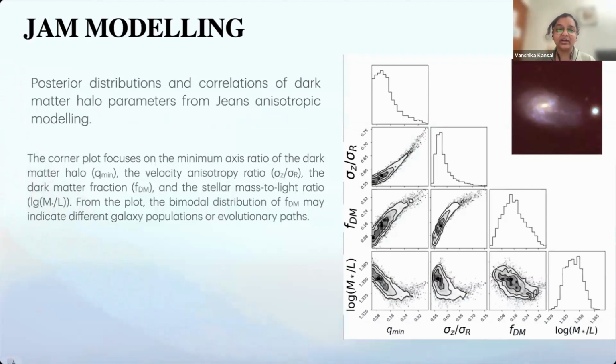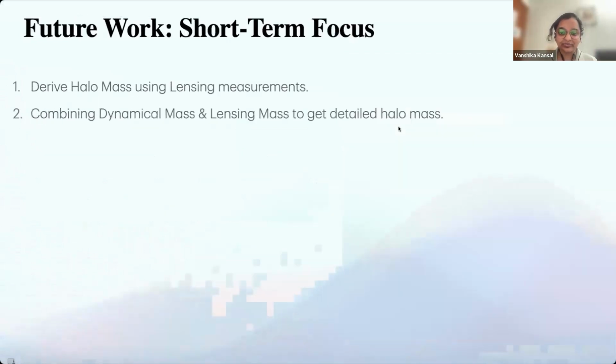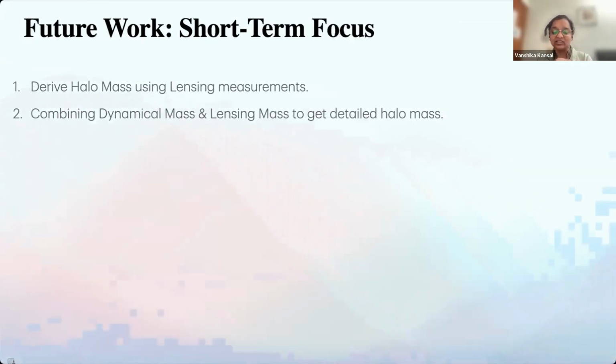And then we ran our JAM modeling on that, but here I just made a mistake when I was running that. I ran another galaxy and didn't realize. I also used its surface brightness, and this is another galaxy. So we ran our JAM modeling on that, and from that we can get the stellar mass-to-light ratio and dark matter fraction. This is our JAM modeling. The next step would be to get the halo mass using our lensing measurement with shear. And then afterwards, we can combine these dynamical and lensing masses to get a detailed halo mass constraint.